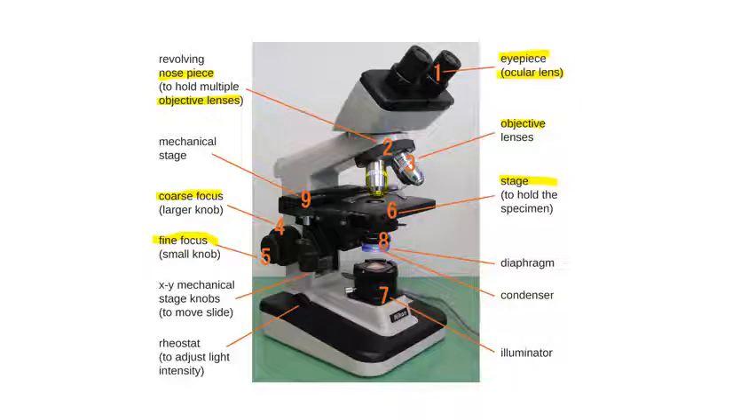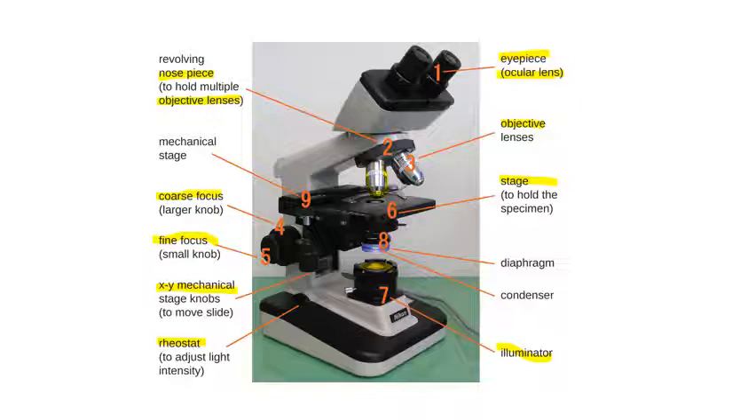All right, moving on down. Next up here is the X and Y stage control knobs. So these are knobs that kind of hang from the bottom of the stage and let you move the slide around back and forth, side to side on the stage. The rheostat is what you use to adjust the amount of light. So the light comes out of the illuminator, which means there's just a little tiny light bulb in here, and you can control the brightness of that bulb.